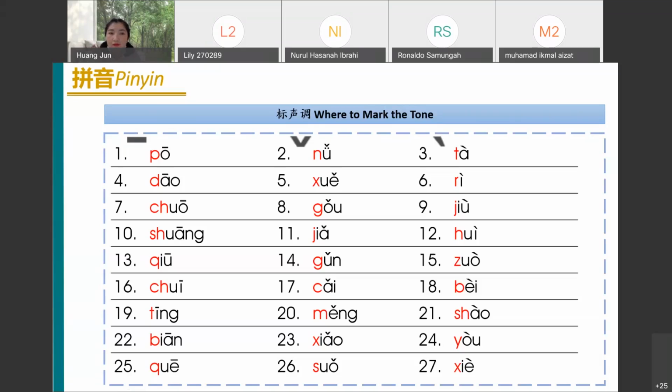Okay. Then the letters you mark the tones with, A, O, E, I, U, Ü, they are called finals. So they are not initials. Okay, so when you finish uploading your answer, then do the correction by yourself.